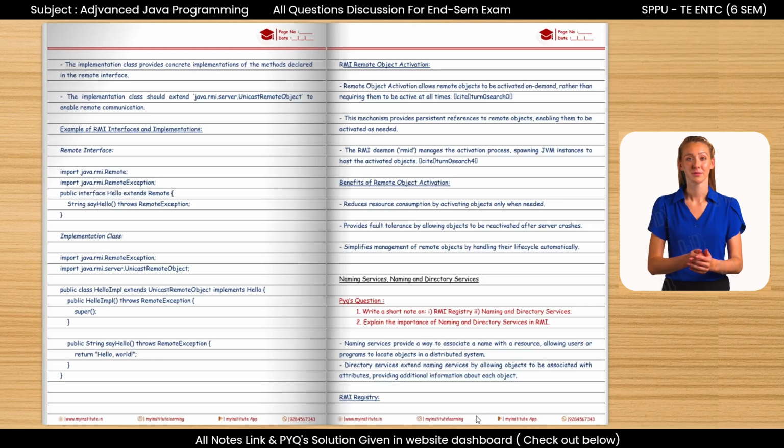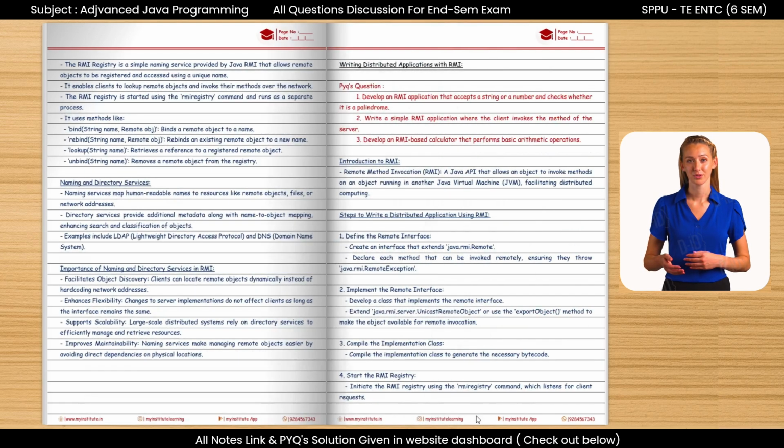methods. Now, let's move on to our next topic, which is naming and directory services. From this topic, we can expect the question like, write a short note on naming and directory services. Naming and directory services help clients locate remote objects by providing a structured way to store and retrieve object references.